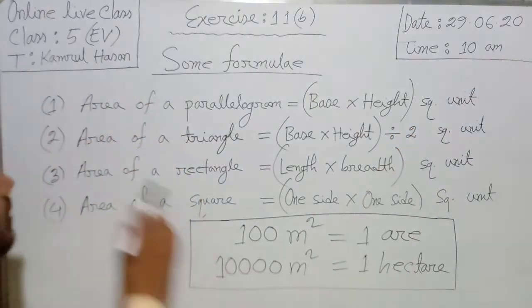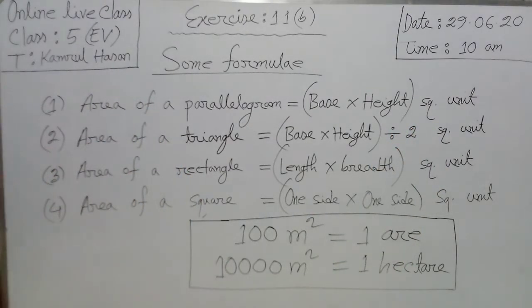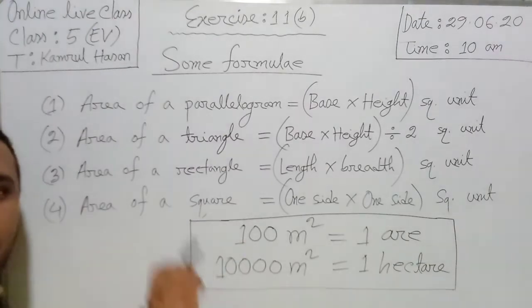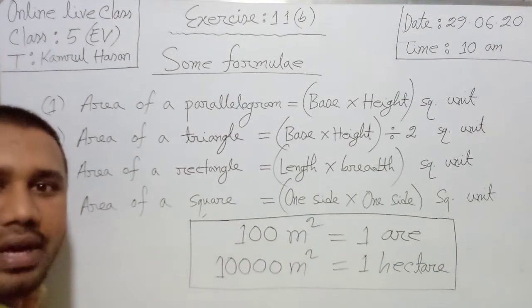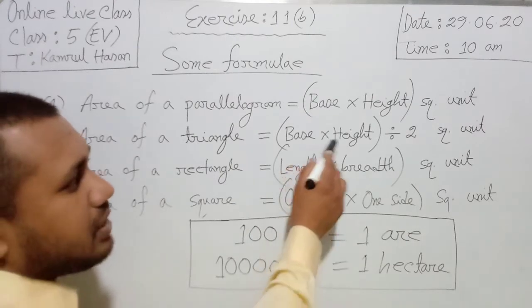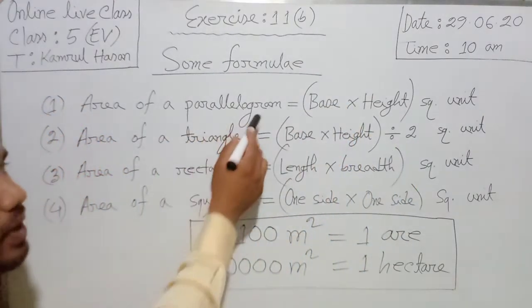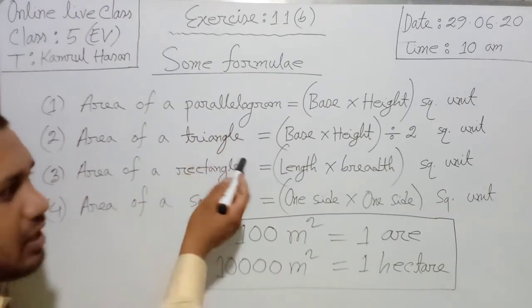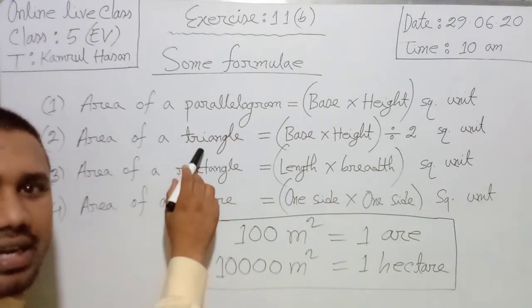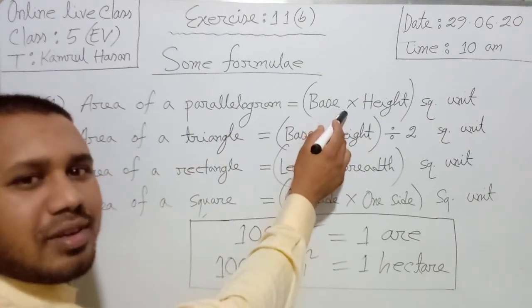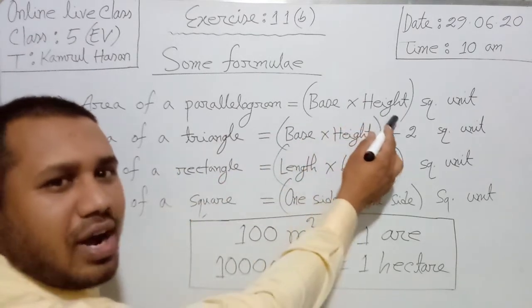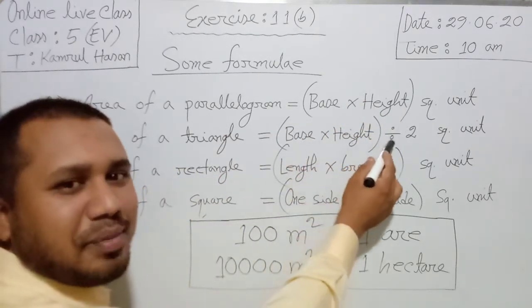Clear? Okay. So go to another one, area of a triangle. Look, base into height divided by 2 square unit. So this is related to the area of a parallelogram and the area of a triangle. So we can say the area of the triangle is half of the area of the parallelogram. Clear? Base into height, and it will be base into height divided by 2.